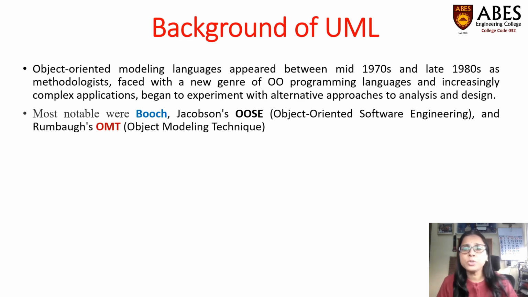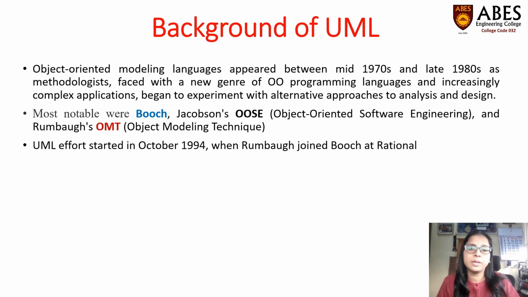The most notable modeling languages at that time were the Booch method, Jacobson's OOSE, and Rumbaugh's OOMT model. These three were different modeling methods, and that's why Booch, Rumbaugh and Jacobson came together. They all sat together and decided that they needed to unify them so that one common modeling language could be introduced. This effort started in October 1994, when Rumbaugh joined Booch at Rational Inc., the Rational company.